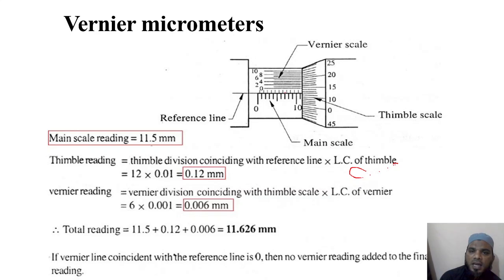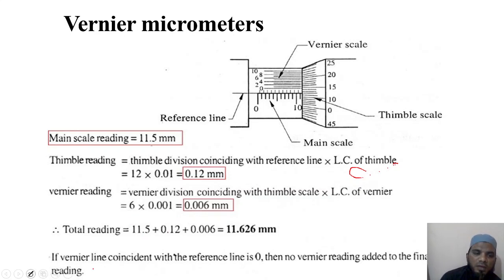Next, the vernier scale. Again you have to match where the vernier scale reading is exactly coinciding with this. It is coinciding at the 6th division. So 6 into the vernier scale least count, 0.001, so 0.001 into 6, we get this. You have to add all the readings: main scale reading, thimble reading and vernier scale reading. 11.5 plus 0.12 and 0.006. You are going to get the final value.